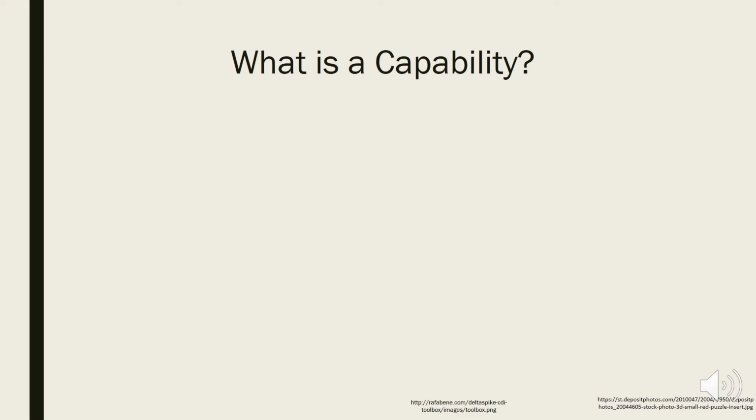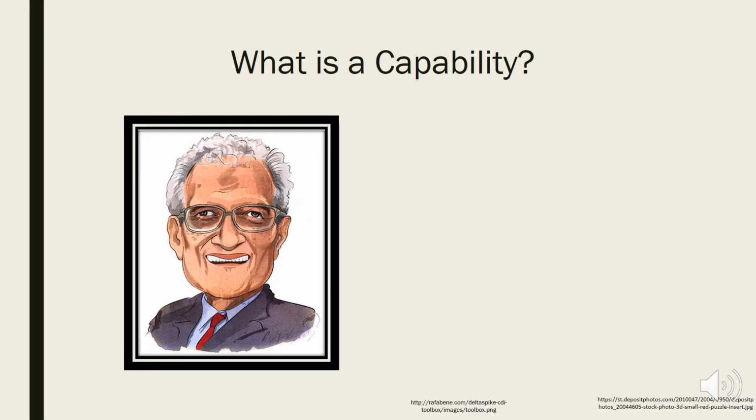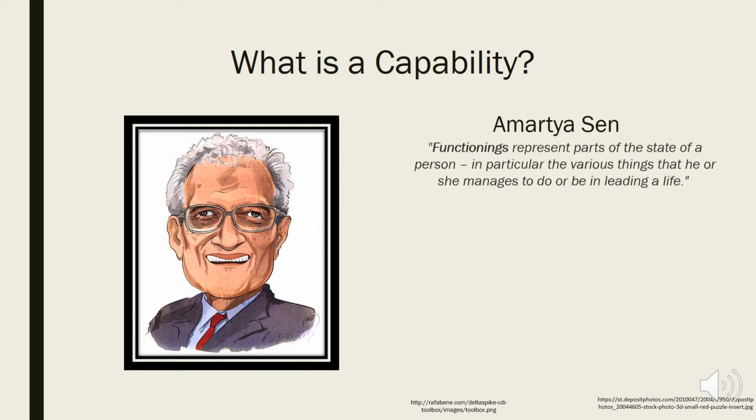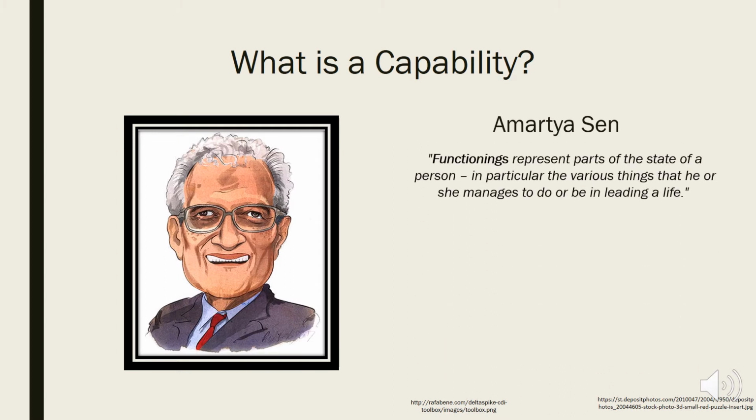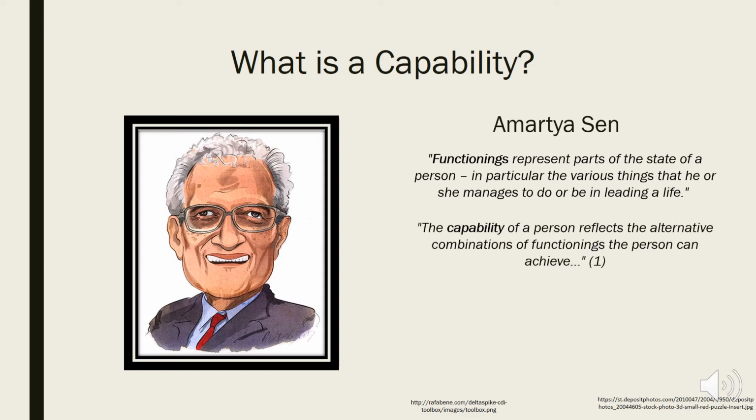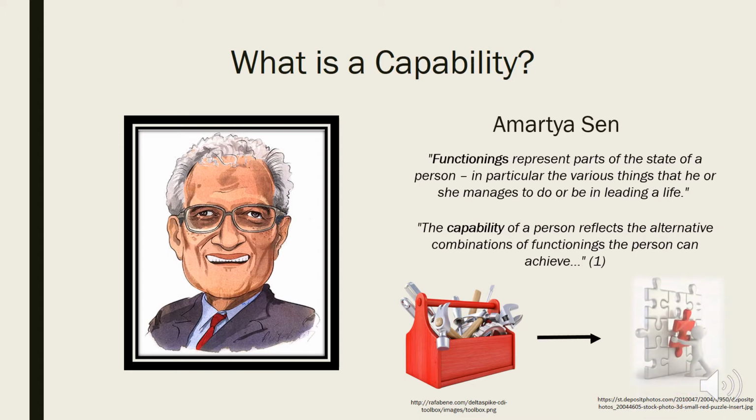One pioneer in the human capability studies field is this guy, Amartya Sen. And Sen said that functionings represent parts of the state of a person, in particular, the various things that he or she manages to do or be in leading a life. Functionings are basically what Sen just said here. It's what someone does and who they are. And functionings are important because the capability of a person reflects the alternative combinations of functionings that person can achieve. Think of capabilities as a toolbox, and people can use this toolbox to reach their ideal set of functionings in life.